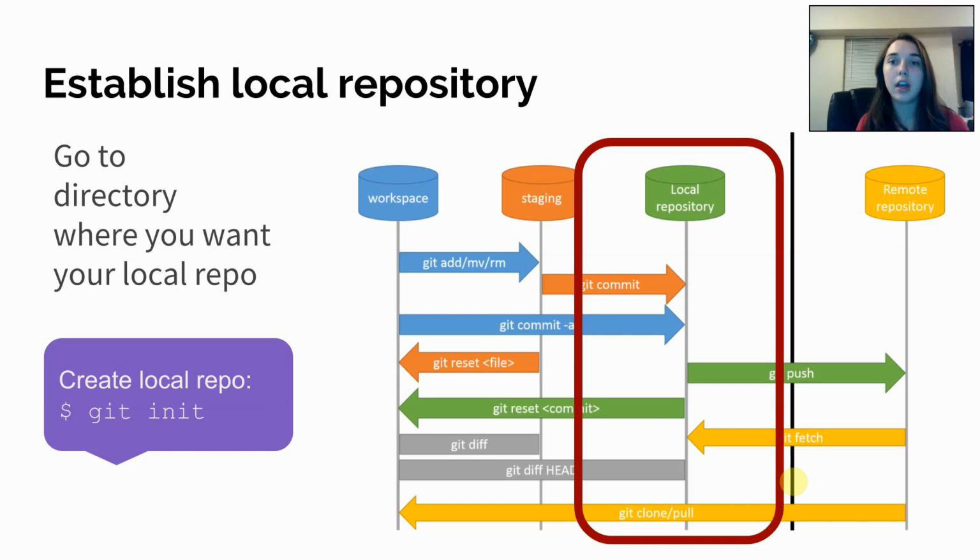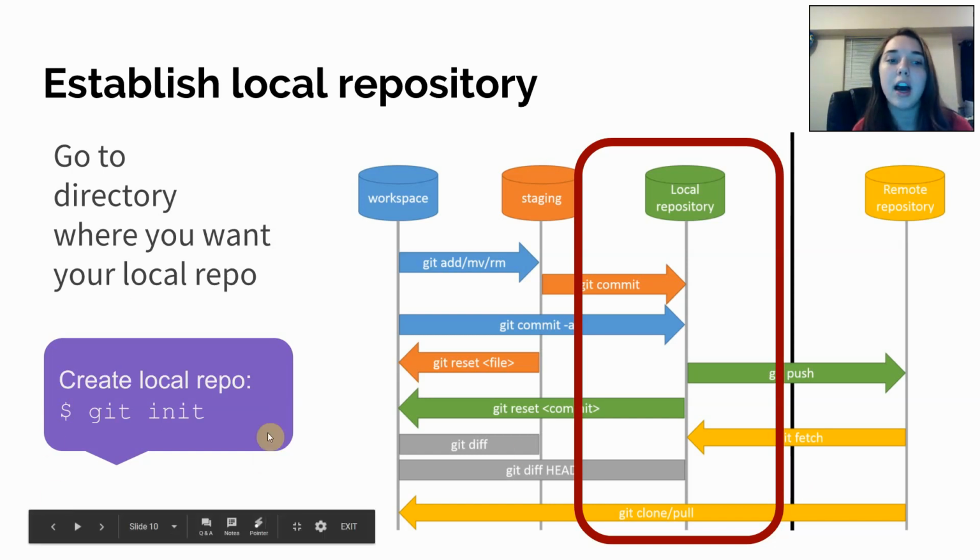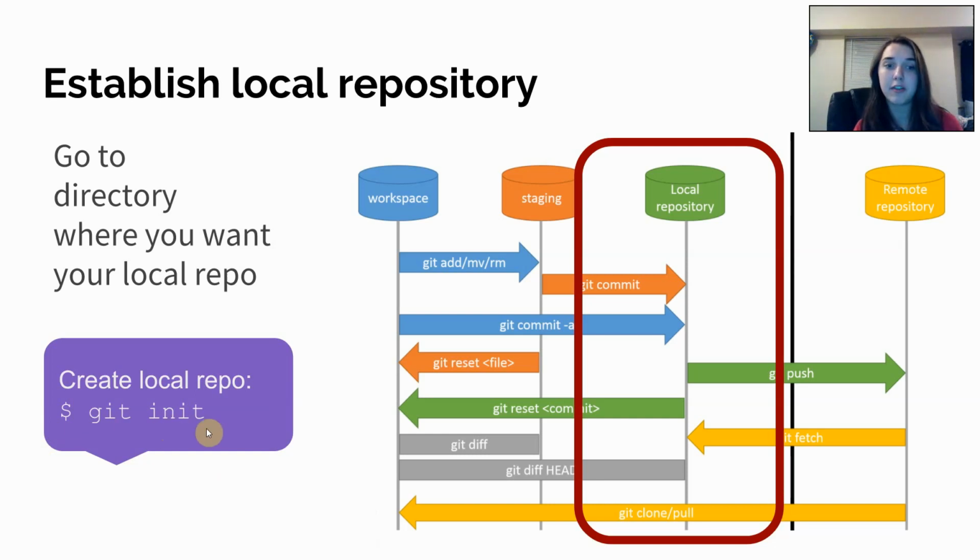So how do we create this local repo or virtual folder on our device? Well, you first go to the directory where you actually want to put this repo. And just as a note, I'll be putting helpful commands in these purple boxes, which basically for this one we're going to want to use the git init command. So let's actually do that.